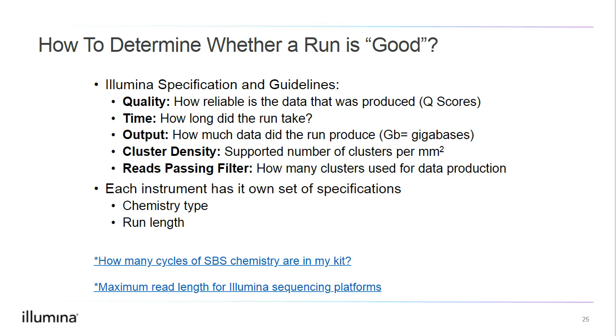The NextSeq has a high and mid output configuration with run lengths ranging from 75 cycles to 300 cycles. To determine the maximum number of cycles available in each kit, see these bulletins, which go over the maximum read length recommended on each sequencer. On the NextSeq, the maximum recommended read length is 151 cycles, with 20 cycles as the maximum index length. Illumina does not recommend runs going over the maximum cycle number of the kit or the maximum recommended read length, as they both can cause significant quality drops.